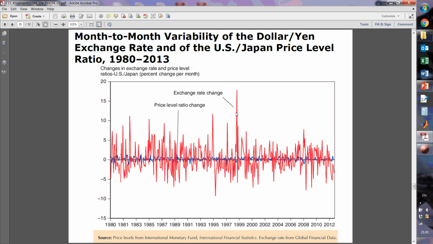Now, if we look at the data, this is for Japan, US-Japan. So exchange rate and price level changes. I guess the main thing you can see is that the red line is a lot more volatile than the blue line. So the exchange rate changes are a lot more volatile, and this is more than one order of magnitude. This is almost like 2 orders of magnitude more volatile than price level changes.